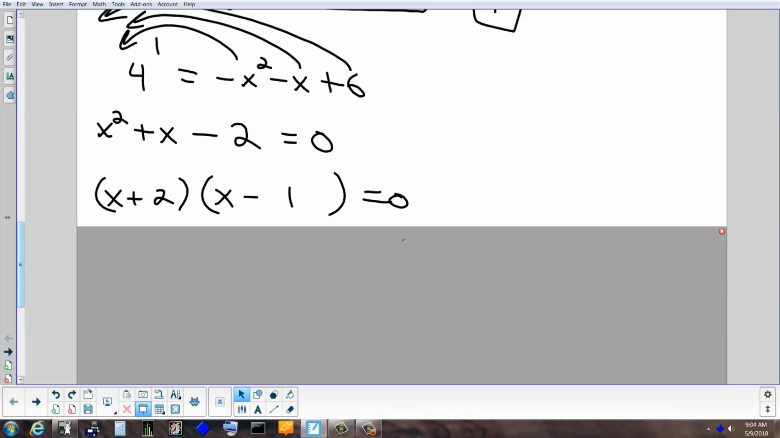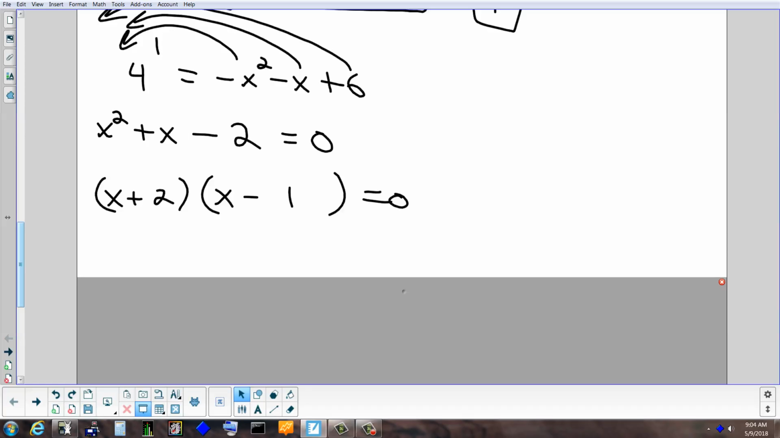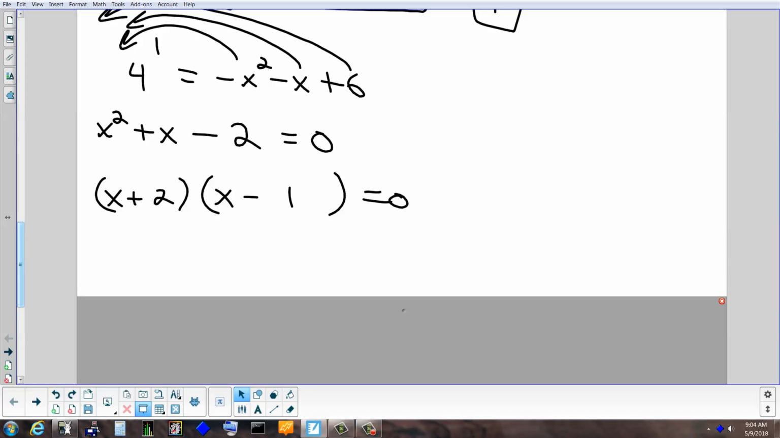x squared minus x plus 2x minus x plus 2 is a plus 1. And then 2 times negative 1 is negative 2. So now we factored it correctly. Now, you're multiplying this times that, and you're getting 0. What's the only way you can multiply two things together and get 0?